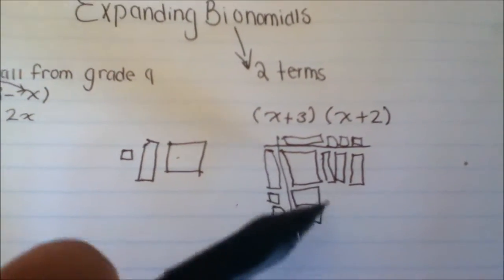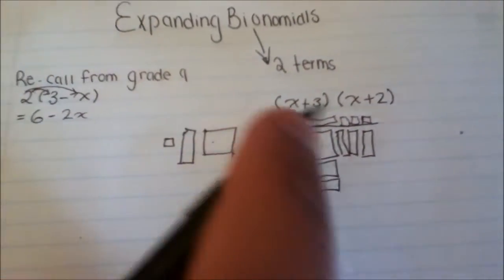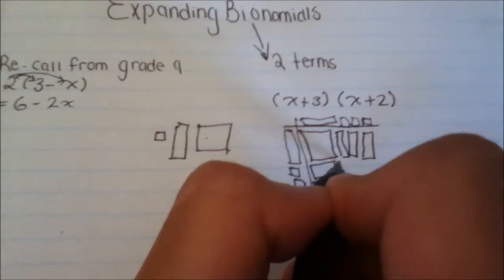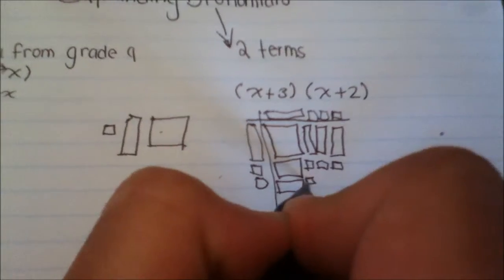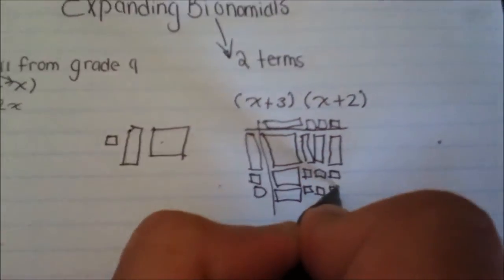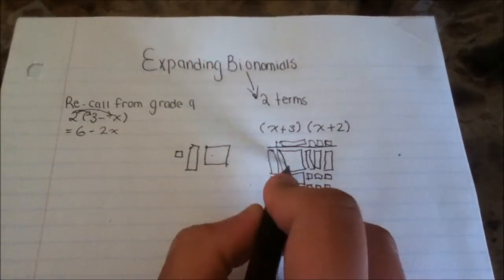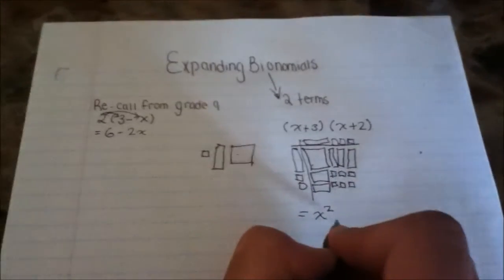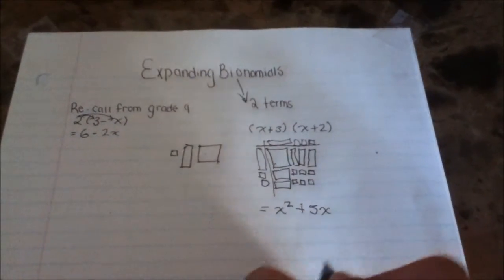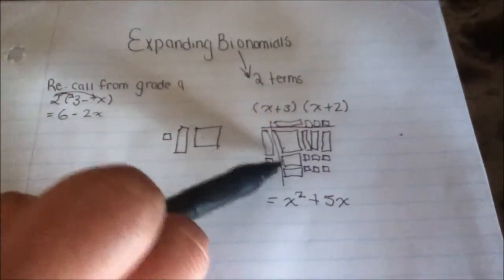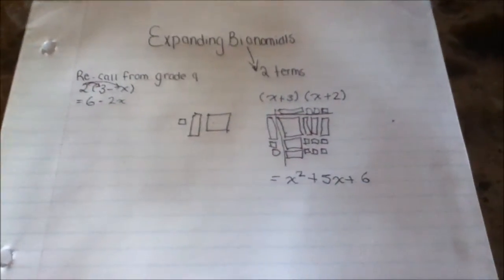Then, I know an x squared tile wouldn't fit here, and it doesn't make sense if I use the x and x tiles. So I have to use the 1, 1 tiles, 6 of those. 3, 4, 5, 6. And then in the end, I have 1 x squared tile, so x squared plus 5x, because I have 5 of the x tiles, and then plus 6. That's what I would get.